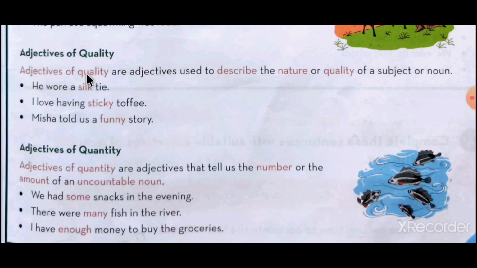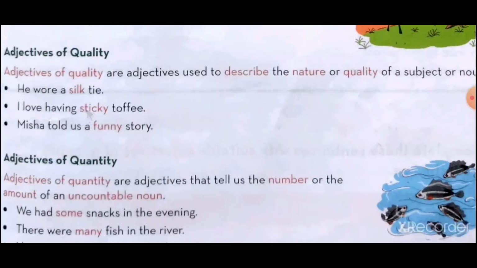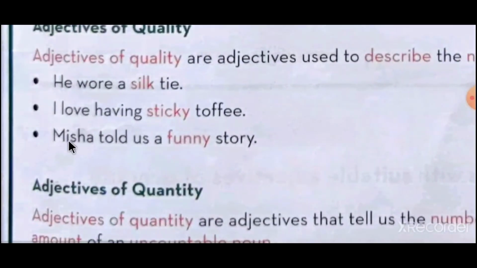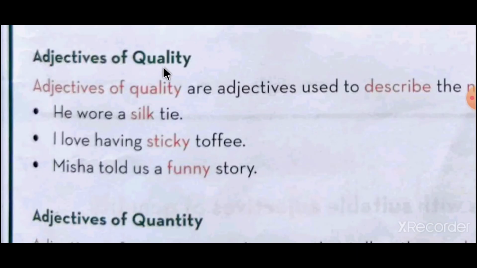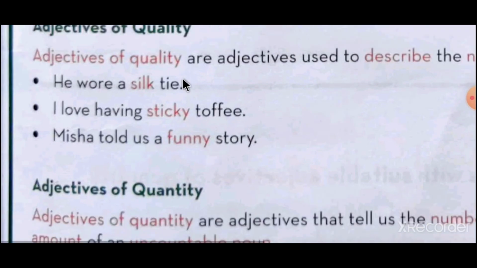Here a few examples are: he wore a silk tie. I love having sticky toffee. And the third one, Misa told us a funny story. So students, here silk, sticky and funny are all adjectives of quality, in which they describe the nature or quality of the noun. So these are all called the adjectives of quality. And we have also completed all these kinds of examples in that video.